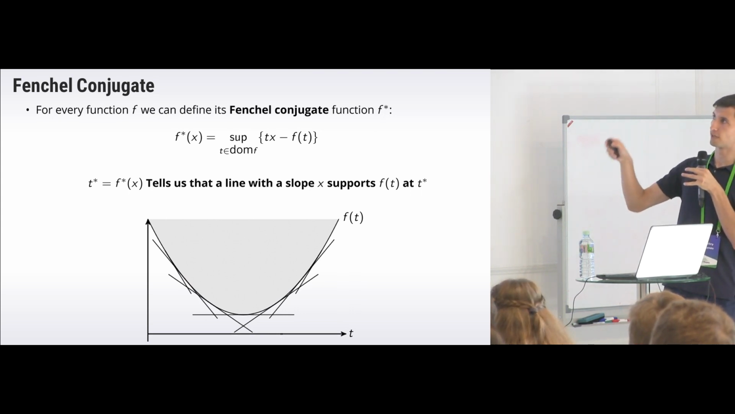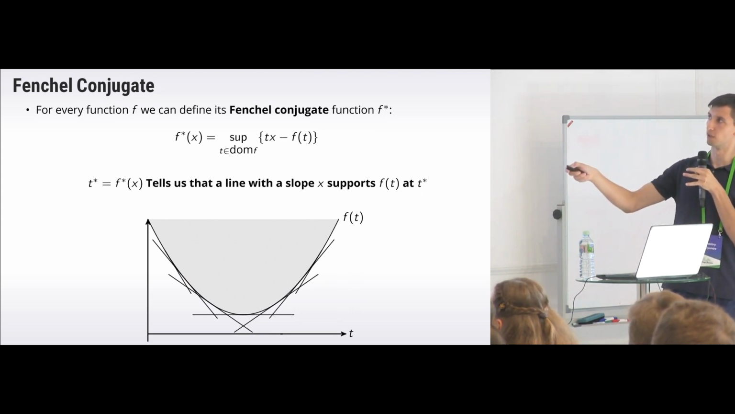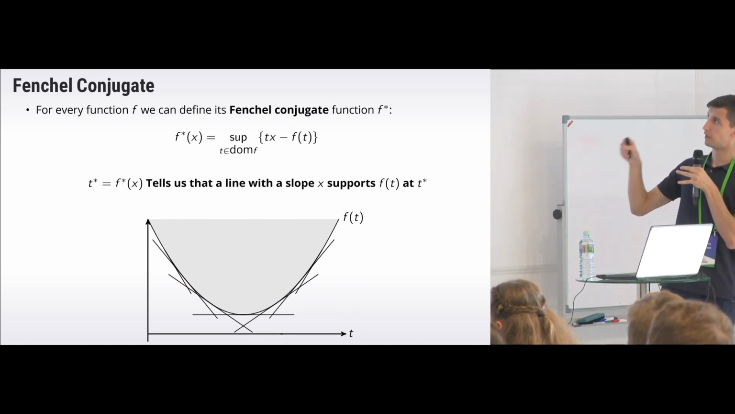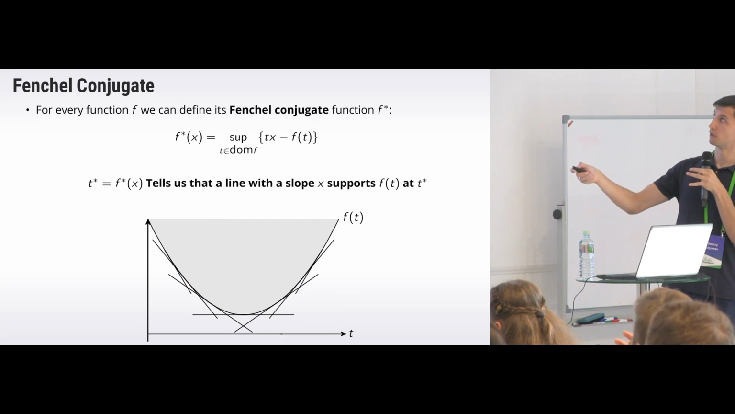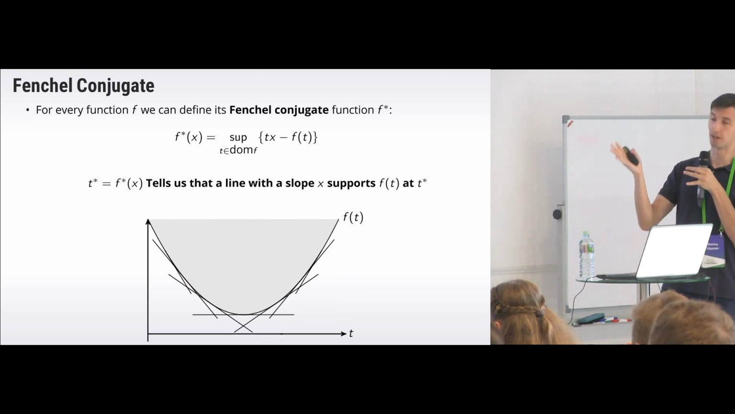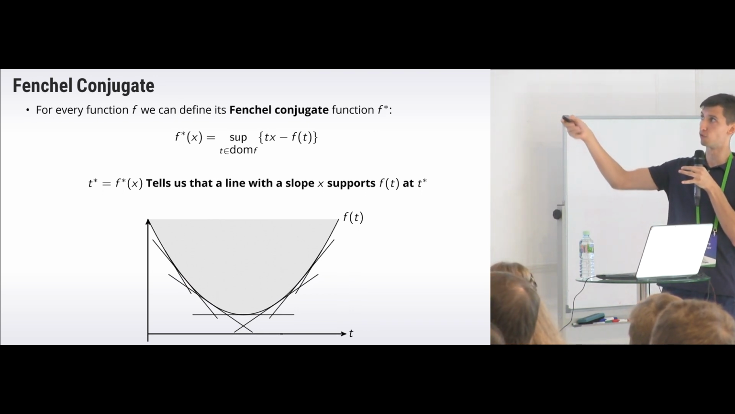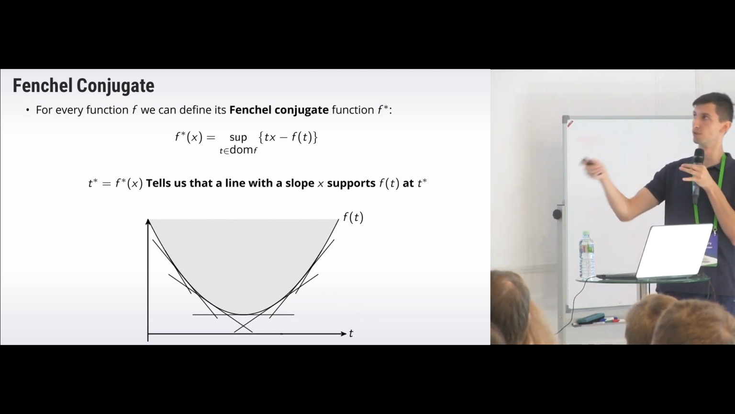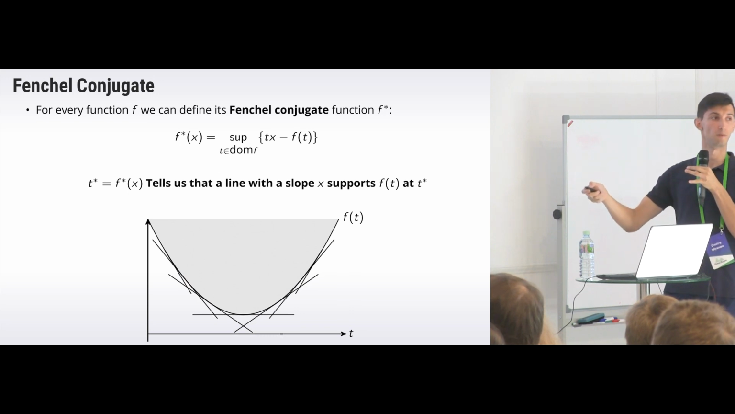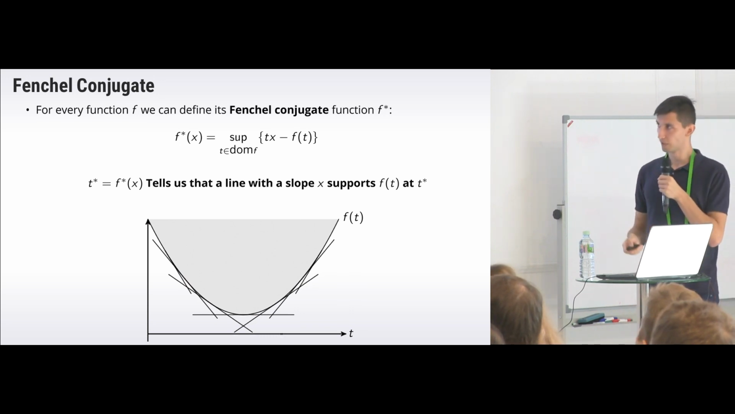So basically, if the Fenchel conjugate at a point x is attained at t star, it means that a line with slope x supports f of t at t star. Supports means that the function f of t has a gradient equal to x at the point t star.